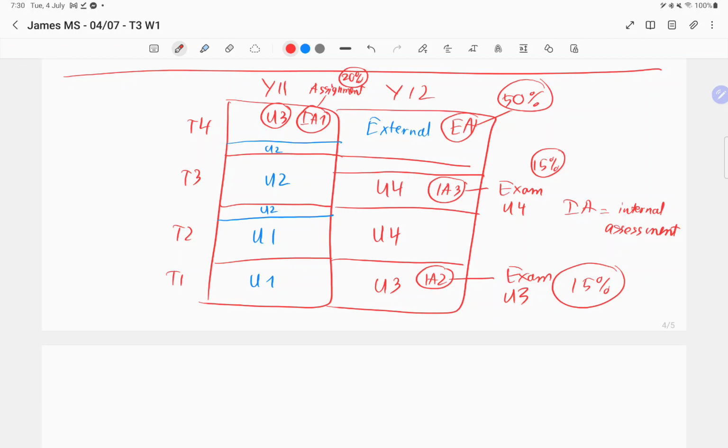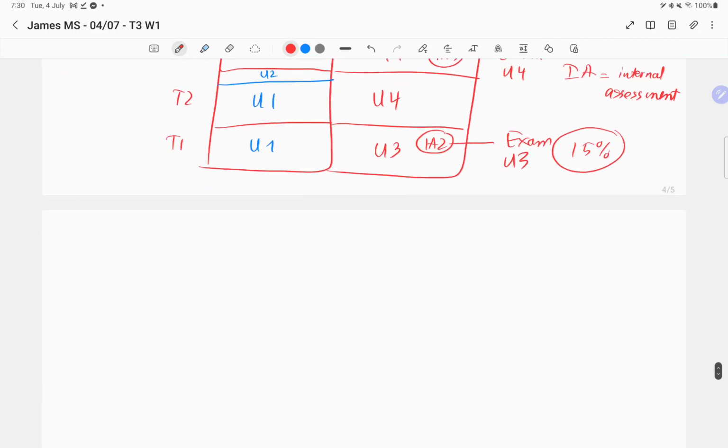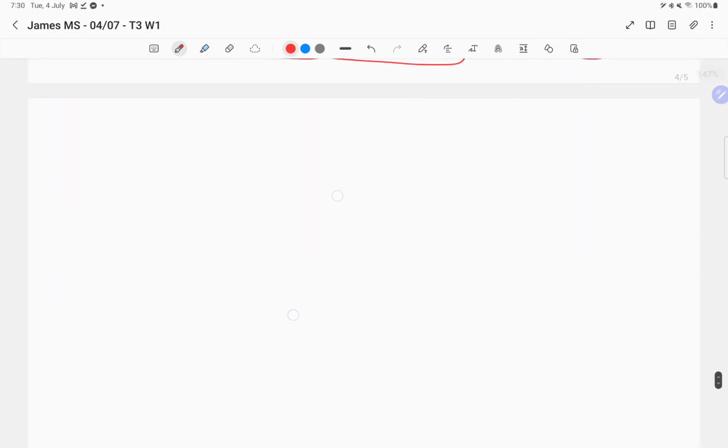The program for next year, that's what you will most likely be doing at school. Okay. Now I want to go through one thing.